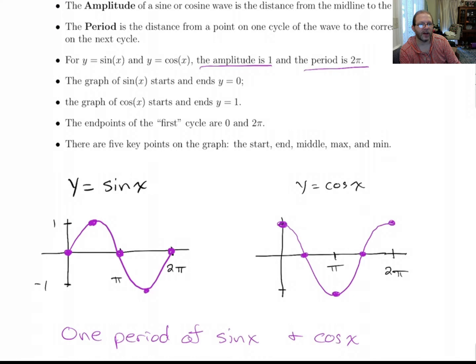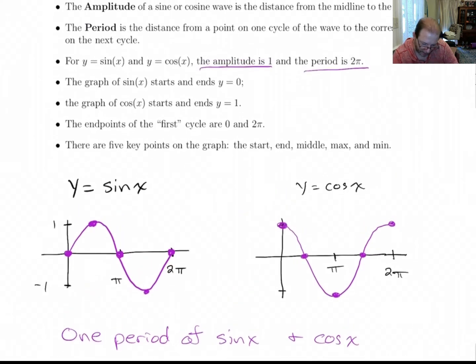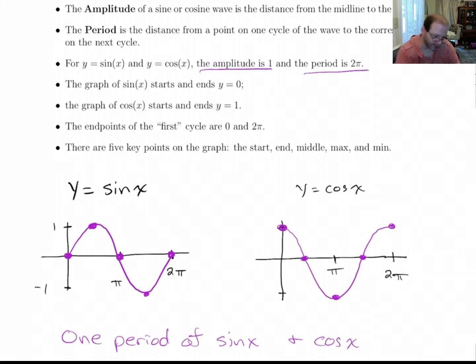And let's see, what else do I have here? The graph of sine starts at y equals 0, and the graph of cosine starts at y equals 1. And the endpoints of the first cycle, I've got first in quotes there because, well, it has infinitely many going back in both directions. But the endpoints of the first cycle are 0 and 2 pi, and there are 5 key points there. That's what I started out by drawing. When you want to draw one period of a sine or a cosine, you want to draw the 5 points here and then connect them up. So these are the two graphs you should memorize.